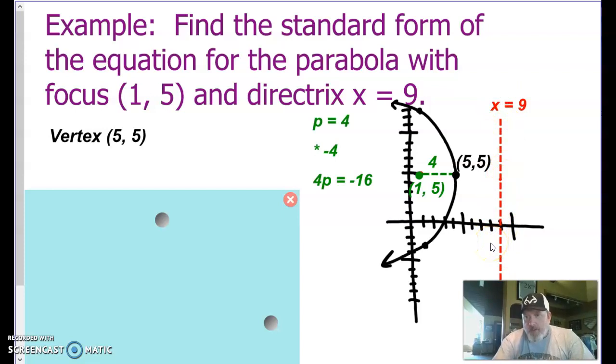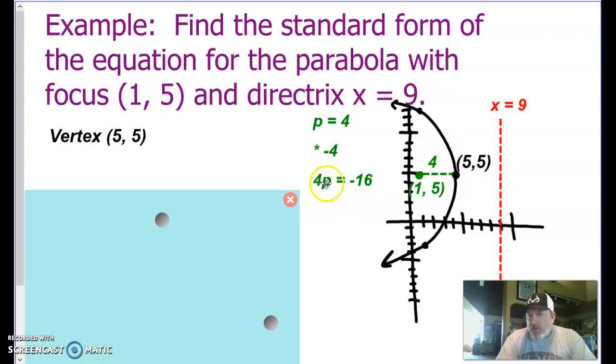Now we know from the other day that the vertex is halfway between the directrix and the focus. So if this is at (1, 5), and if you put a point right there, that would technically be at (9, 5). So halfway in between there would be (5, 5). So that's how I know my vertex was at (5, 5). It's halfway between the focus and this directrix line. So from 1 to 9 is a distance of 8. Therefore, our p-value is 4.